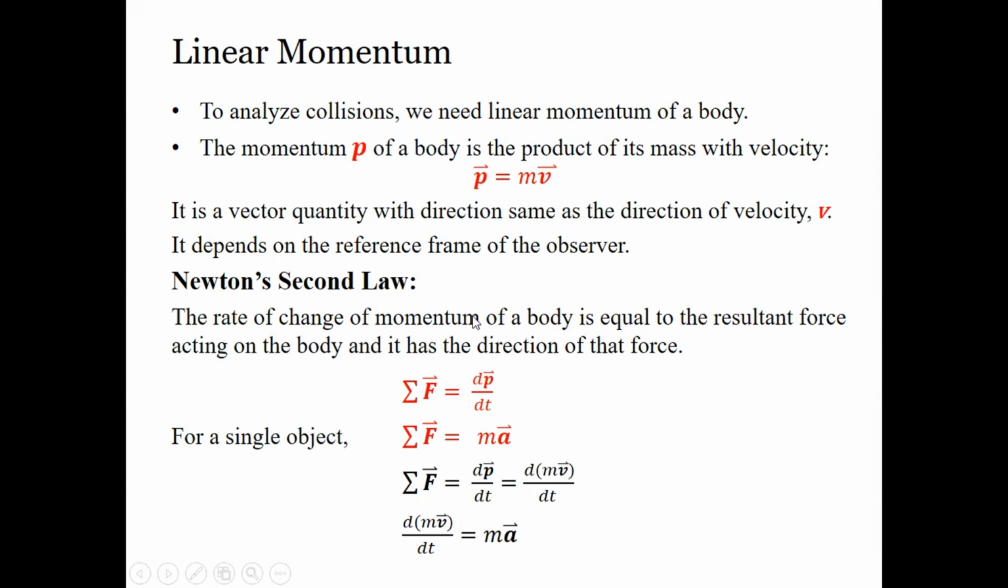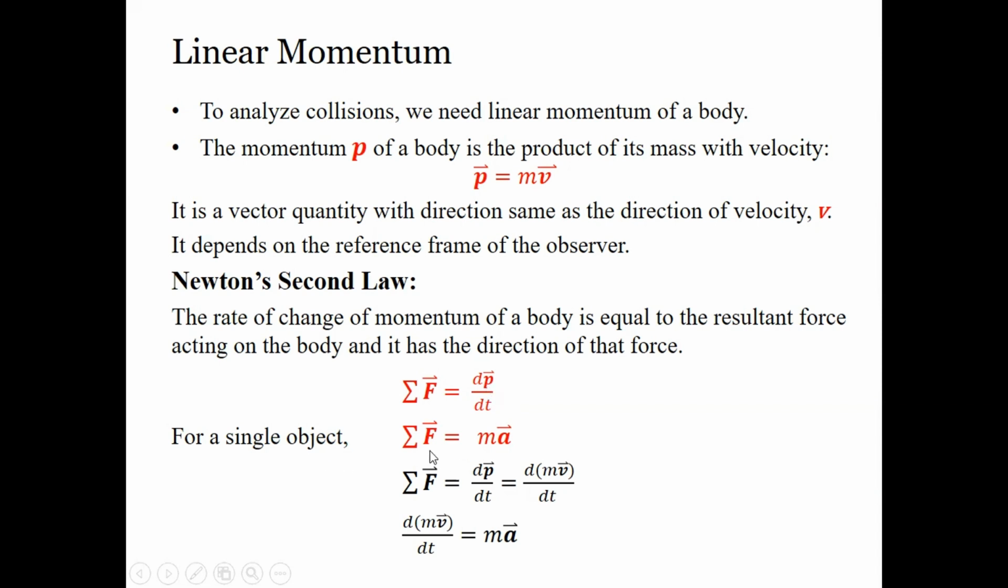If we look into Newton's second law, it is also written as: the rate of change of momentum of a body is equal to the resultant force acting on the body, and it has the direction of the force. That is, the sum of all the forces, which is the net force, equals dp over dt, the rate of change of momentum.